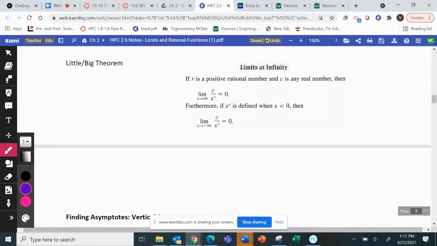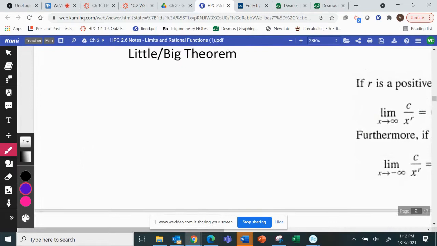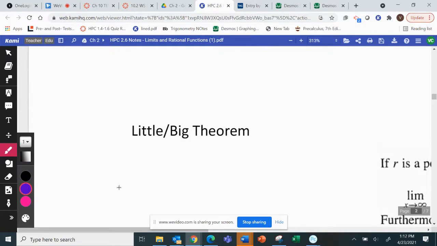Okay, there's a theorem, the limits at infinity theorem, which we might refer to as the little over big theorem. The actual calculus theorem is sitting right there, but I'm going to just give you 2 examples. The first one I'm going to do right above the words little over big. So I'm going to talk about the limit as x approaches infinity.